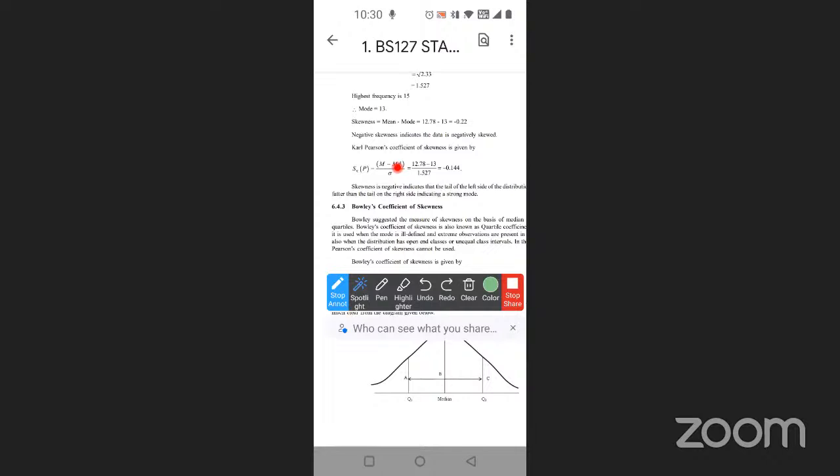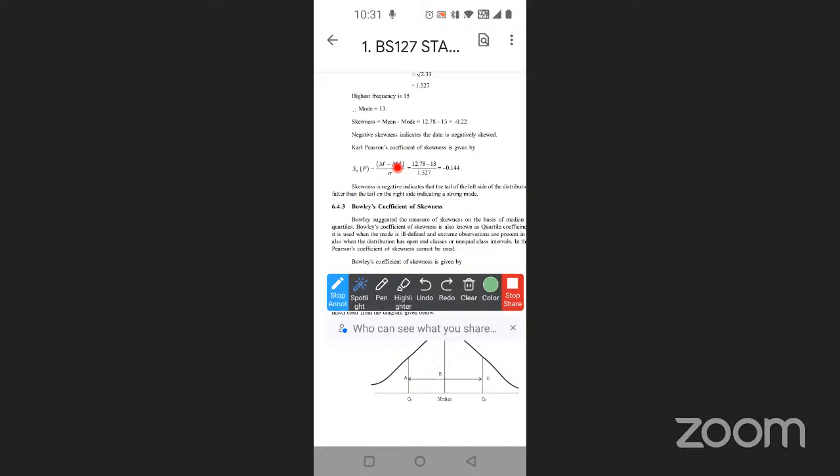This is the most important question. It occurs in the university examination paper: skewness and coefficient of skewness. Skewness means mean minus mode, or mean minus median. When the mode is ill-defined, use 3 into mean minus median. SKP is equal to mean minus mode by sigma, or 3 into mean minus median by sigma. So these are the four formulas.